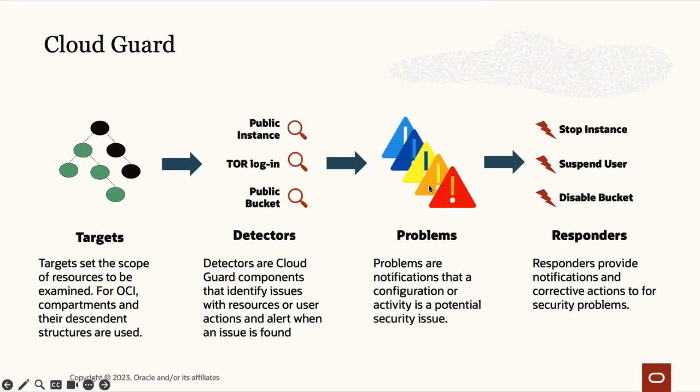After the detector has been triggered, a problem will be created, and then responders are going to be the last step. As stated earlier, two types of responses. Number one, remediations. You see here, stop instance, suspend user, disable buckets. These are some examples of the different remediations on CloudGuard. There's a handful more that we'll take a look at in the demo in the console.